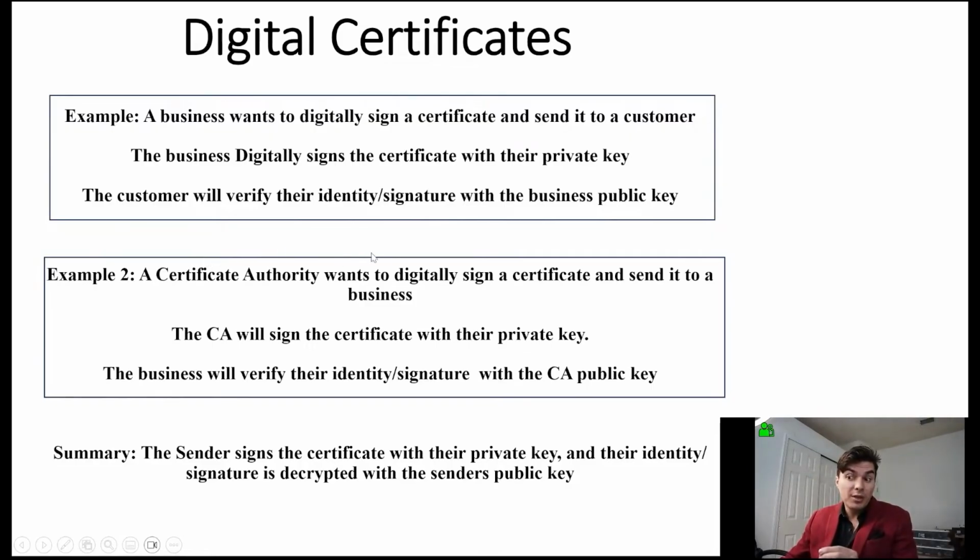Example 2. A certificate authority wants to digitally sign a certificate and send it to a business. The certificate authority will sign the certificate with their private key, and then the business will verify the signature with the certificate authority's public key. So in summary, the sender signs a certificate with their private key, and their identity is verified with their public key.